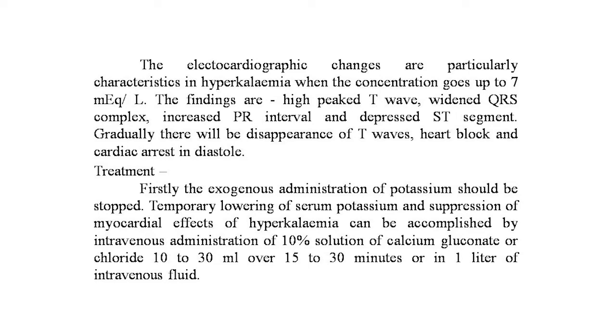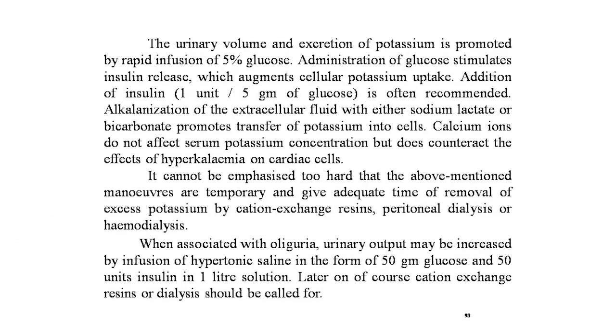Temporary lowering of serum potassium and suppression of the myocardial effects of hyperkalemia can be accomplished by the intravenous administration of 10% solutions of calcium gluconate or chloride, 10 to 30 ml over 15 to 30 minutes or in 1 liter of intravenous fluids. The urinary volume and excretion of potassium is promoted by rapid infusion of 5% glucose. Administration of glucose stimulates insulin release, which augments cellular potassium intake. Addition of insulin, 1 unit per 5 gram of glucose, is often recommended.